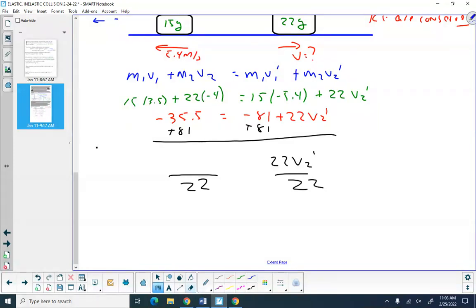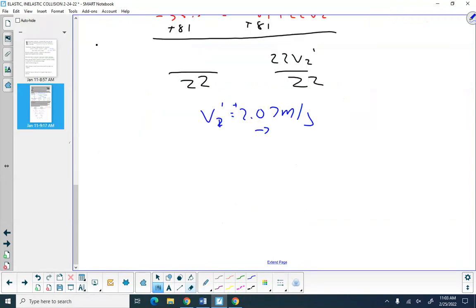Amber, what do you get for final velocity? 2.07. 2.0 what? 7. Okay, 2.07, and that's a positive, which means I'm going to be going back to the right. They're going to rebound and go back in the opposite direction.